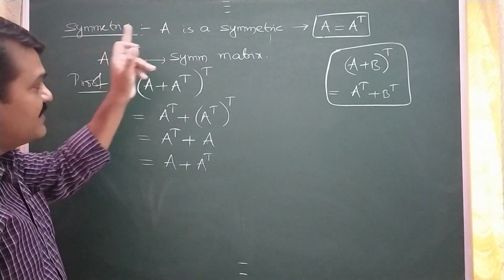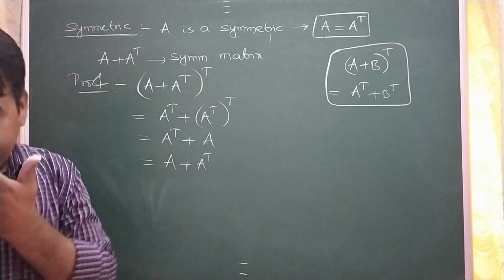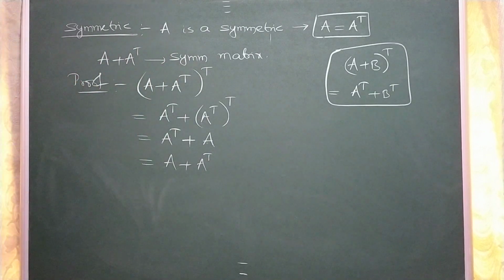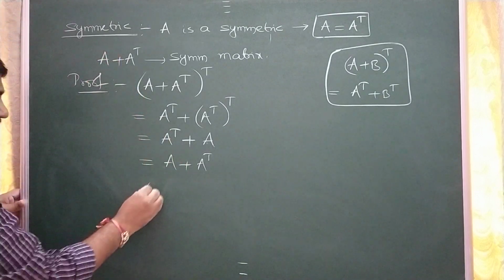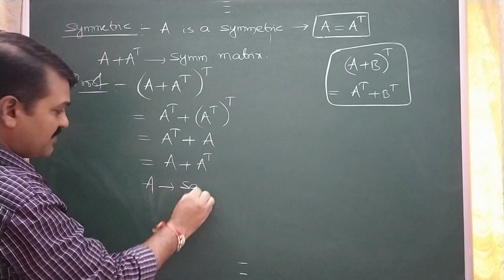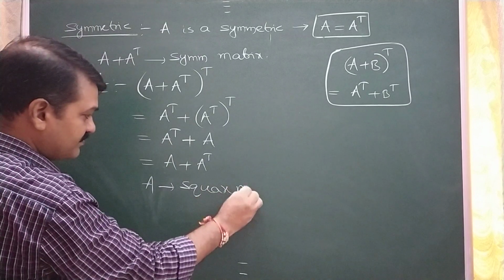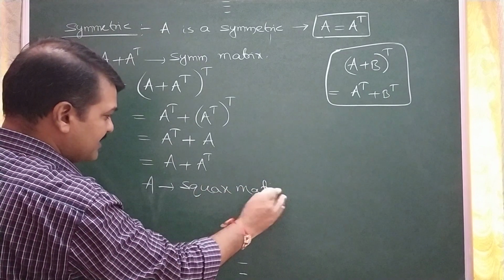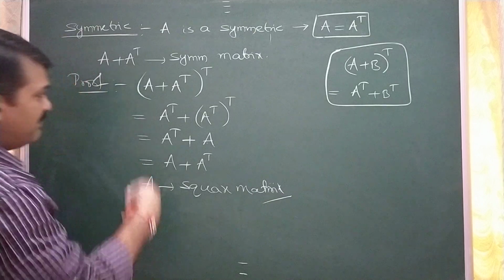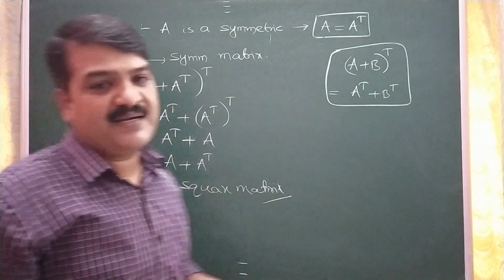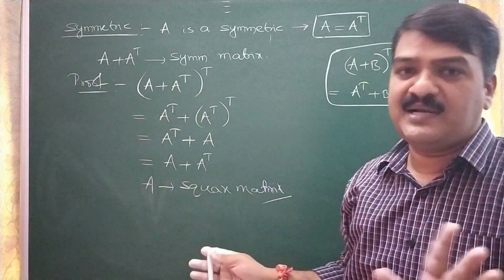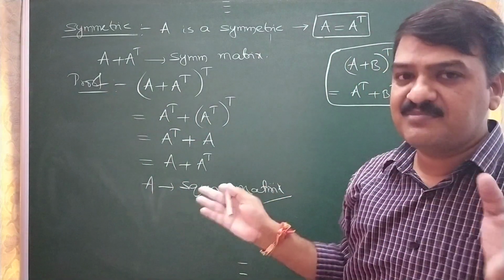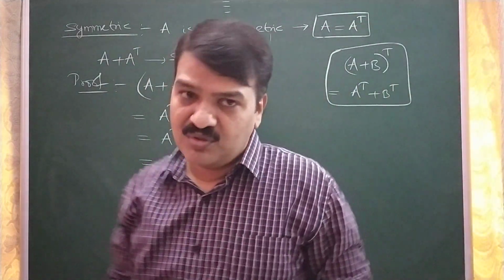A plus A transpose is always a symmetric matrix provided A is a square matrix. Okay, A must be a square matrix, otherwise the property will not hold. If A is not a square matrix, A plus A transpose we cannot add at the first place. We can add these two only when they are square matrices. So it is obvious that A must be a square matrix for the property to hold.